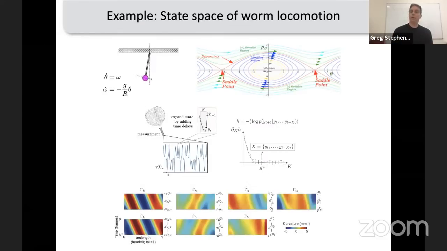And lo and behold, what you find, these are not static modes anymore. These are actual short time motifs. There are seven of them for a worm foraging on a plate that describe the local state space dimensions of the worm as it moves around. And not only can you count them, but in this case, they're highly interpretable. You get two corresponding to forward motion, two corresponding to backward motion, and three corresponding to turns. All right, and that generalizes.